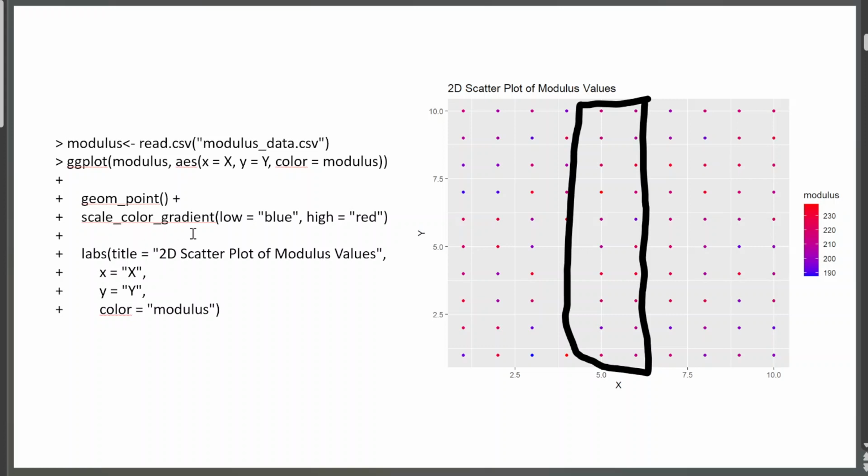With scale color gradient, we are just representing the lowest value as blue and the highest value as red. Then labels, the title is 2D scatter plot. That is what the title is. The x value we are representing as x only, and the y value as y only. Then color, as usual, we have taken modulus as color. So if it is like 190, it will take blue.